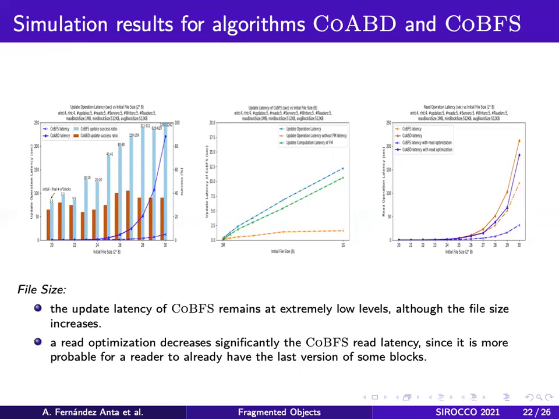In the third graph, the read optimization significantly decreases the CoBFS read latency, since it is more probable for a reader to already have the latest version of some blocks. On the other hand, the CoABD read latency increases sharply even when using the read optimization. This is due to the fact that each time a new file version is discovered, CoABD sends the whole file.